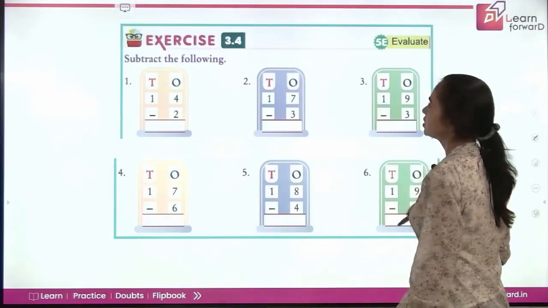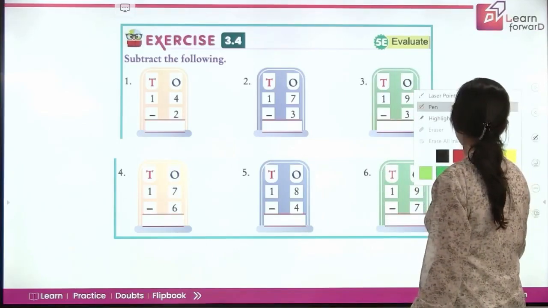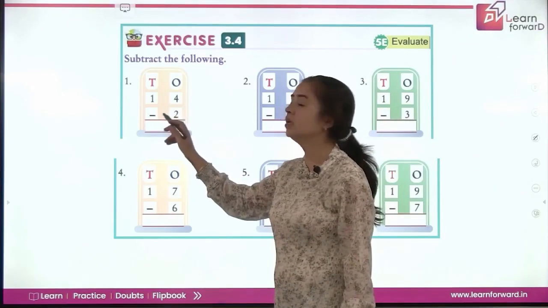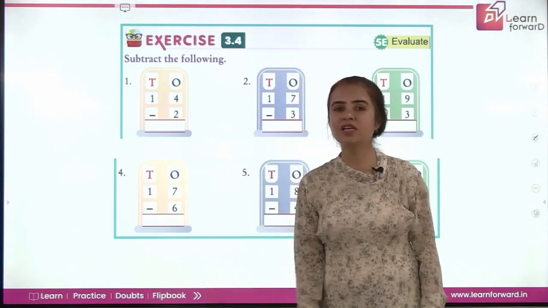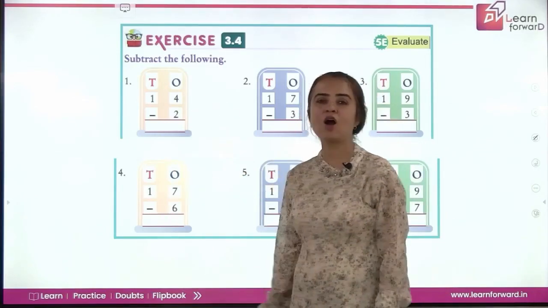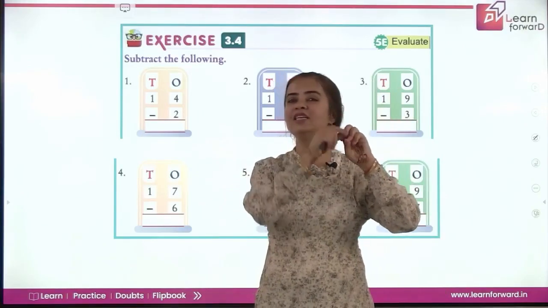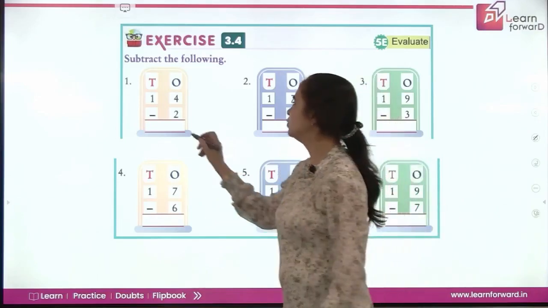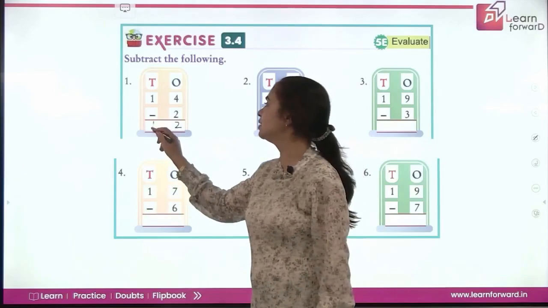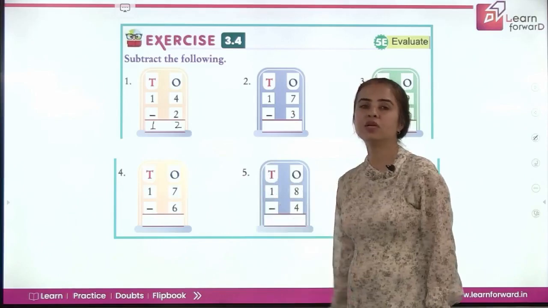Let's move to the next. You have an exercise here. Subtract the following. The digits are already written at their proper places. Let's start. 14 minus 2. Where are you going to start from? The ones place. Perfect. So, 4 minus 2 is how much? Let's go backward. 3, 2. What do you get? 2. That's perfect. And what about this one? It will come down as it is. So, your answer is 12. The difference of 14 and 2 is 12.